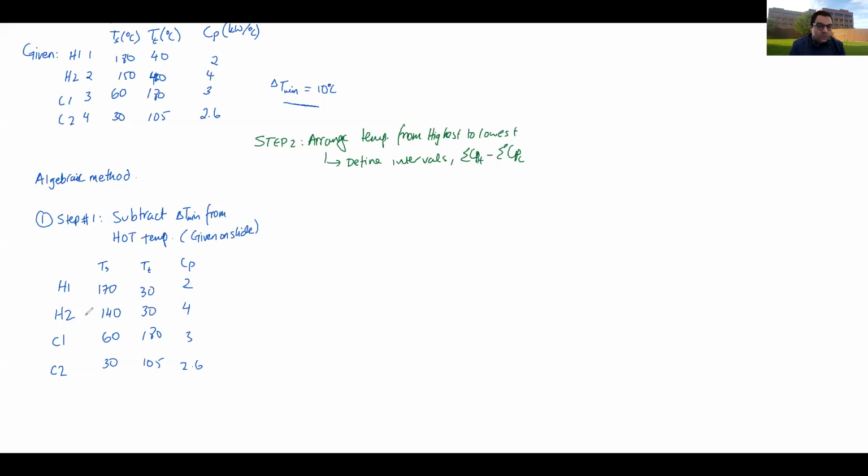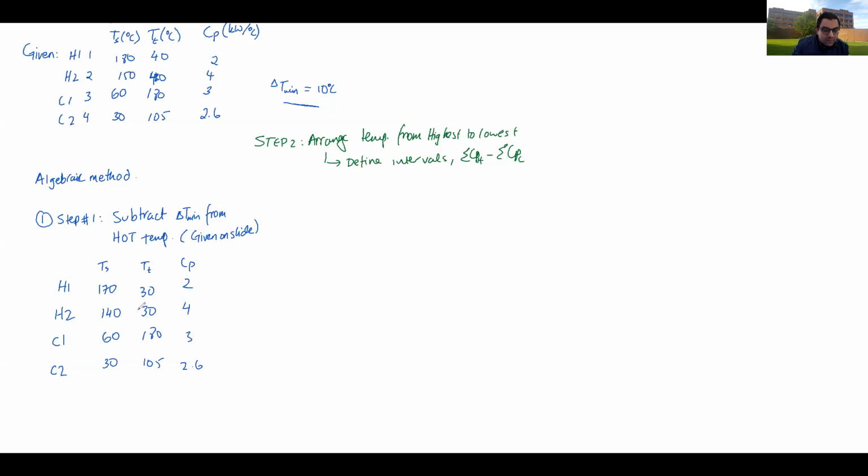Doesn't matter. So you're given a bunch of data, 180 to 40, hot streams, cold streams, whatever. First step, you subtract delta T minimum, and you get your numbers. This is the easy part. We didn't really do anything so far. After subtracting delta T minimum, I'm gonna arrange my temperatures from the highest to the lowest, define my intervals, and calculate CP hot minus CP cold.